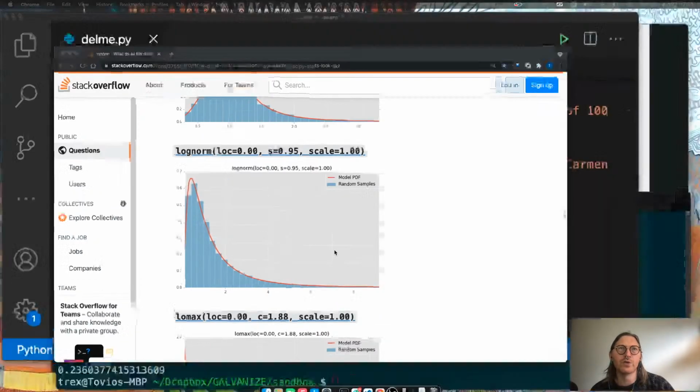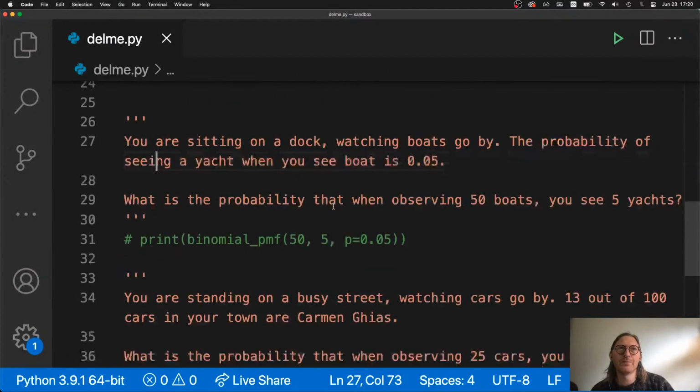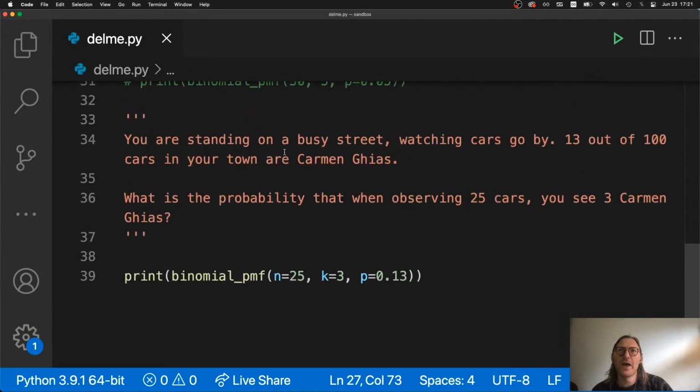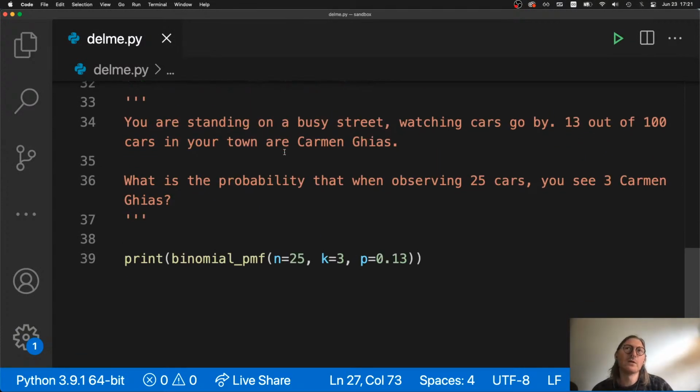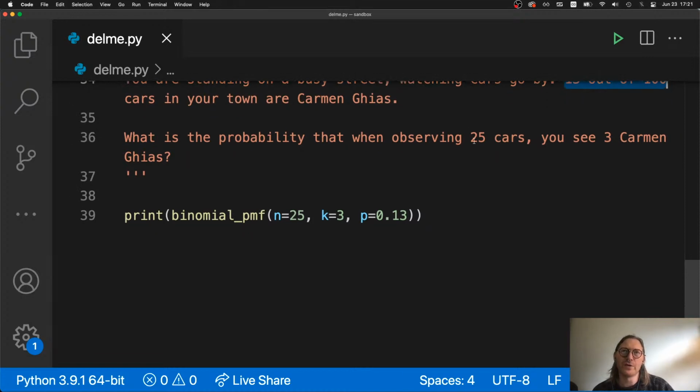Okay, so let's just jump back over to this. What in these statements clues me in that these are binomial? Well, I have a probability here. 13 out of 100 cars in your town are Carminguias. I can interpret that as a probability. If I see a random car, a Bernoulli trial, what's the probability that it's a Carminguia? Well, it's 0.13. What's the probability that when observing 25 cars, you see 3 Carminguias? I see a number of trials here, observing 25. There are 25 trials, and I'm wondering what the probability is that 3 of them are this specific thing.